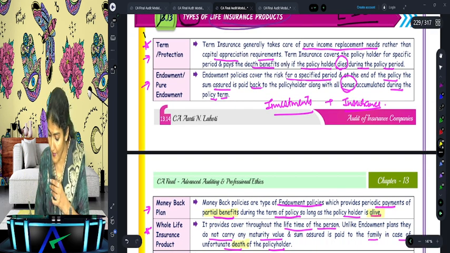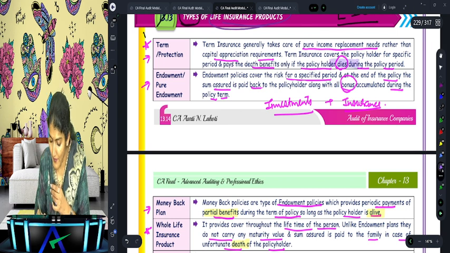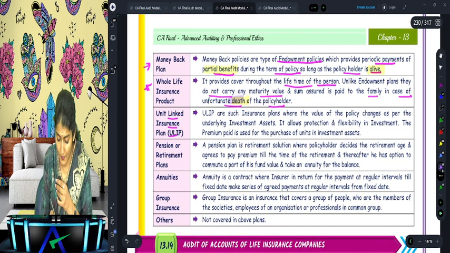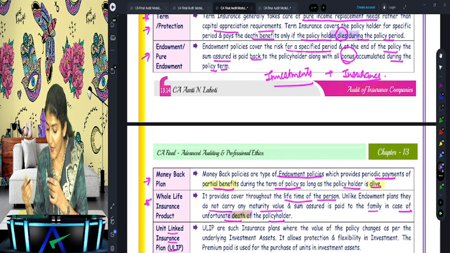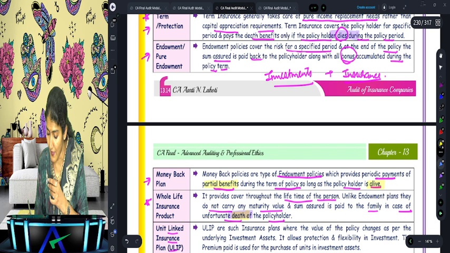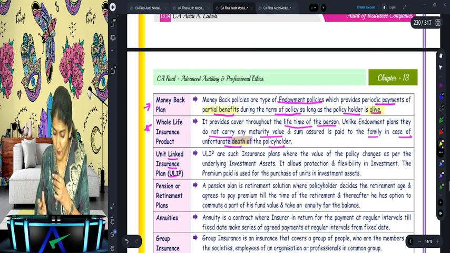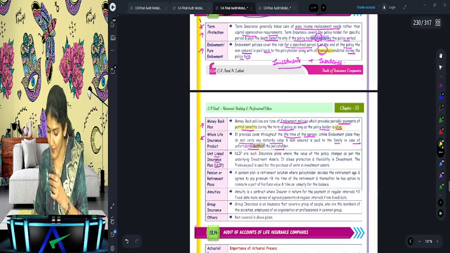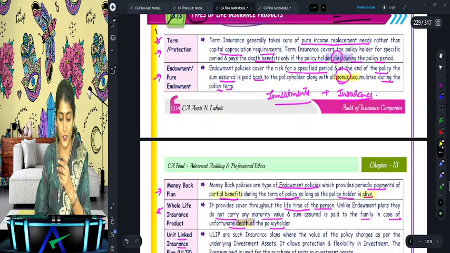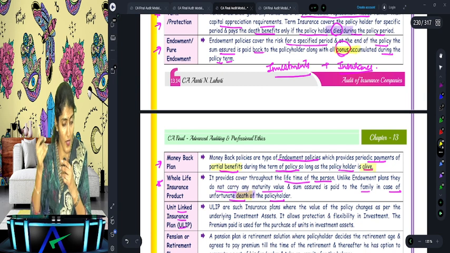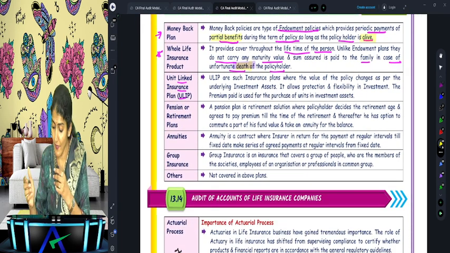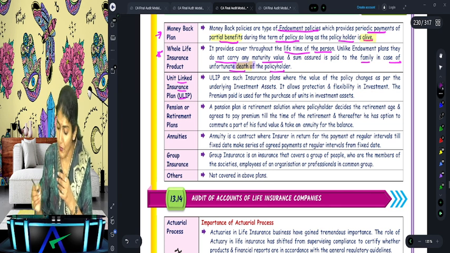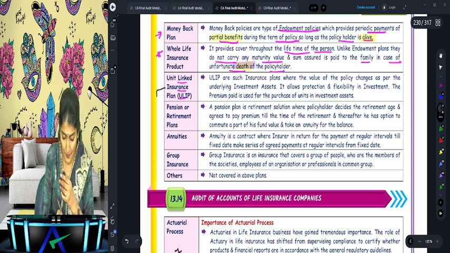Are you understanding that? Here, what did they talk about? The policy holder dies during the policy period, the unfortunate death of the policy holder. Now, what does it say? It is paid to him at the end of the specific period along with the bonus. And also, what does it say? You can stay alive, and it is paid so long as the policy holder is alive. Are you getting that? What are the first four? Term protection, whole life insurance product, endowment policy, and the money back plan. Right. Then what are the next two which you have over there? ULIP and the pension or retirement plans.